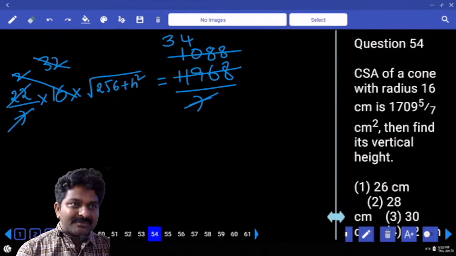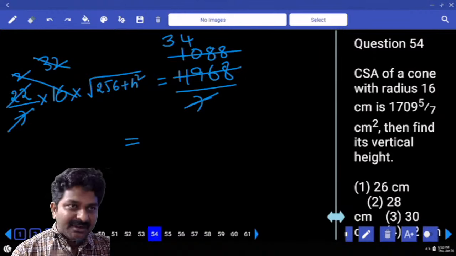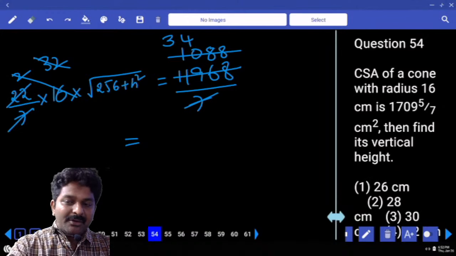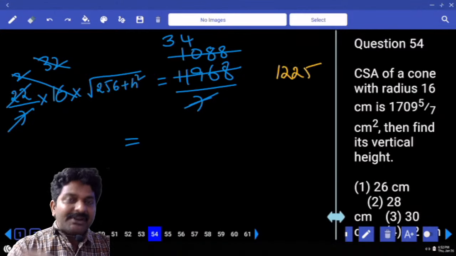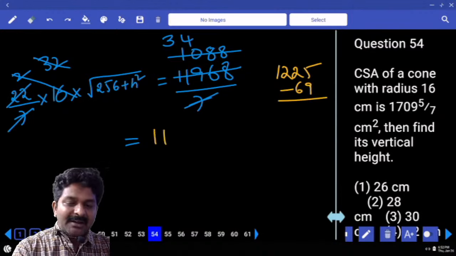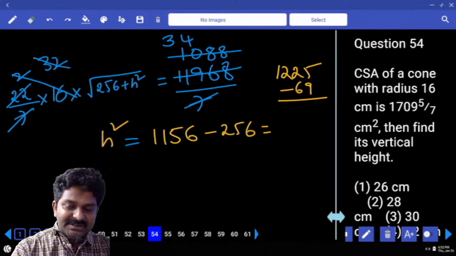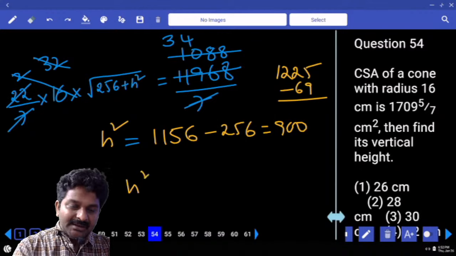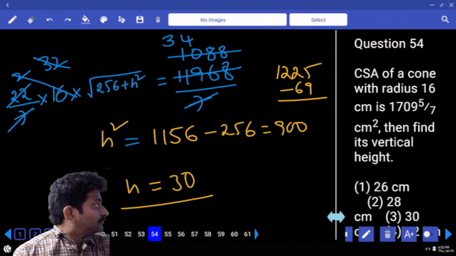again 4 times. So now squaring on both sides, you'll have left hand side 256 plus h square equal to 34 square. How do you get 34 square? I know 35 square, which is 1225. From this we need to subtract 34 and 35, both together 69. Subtract 100, add 31. Then h square is equal to minus 256, which is equal to 900. Then height is equal to 30. Over.